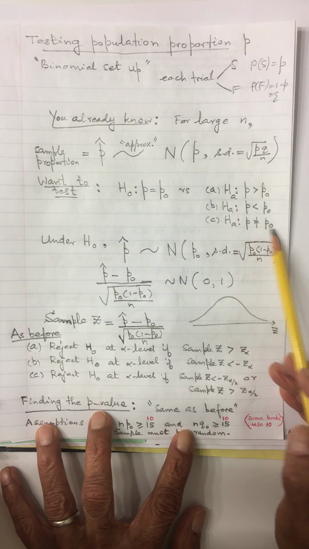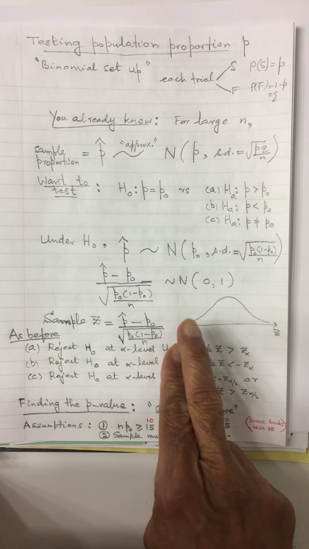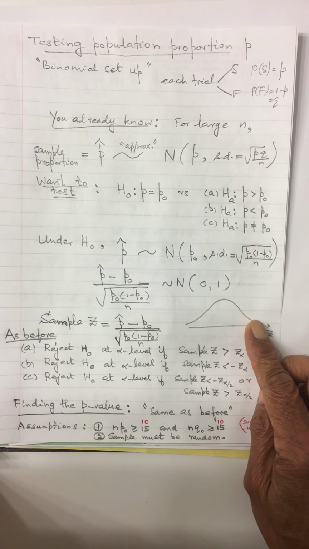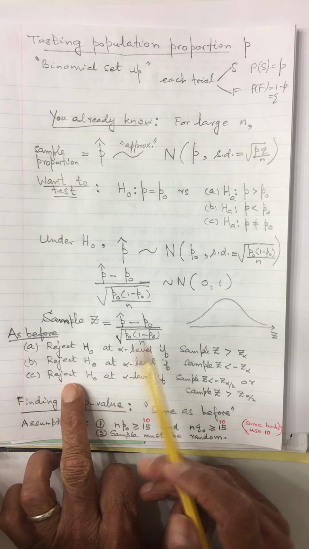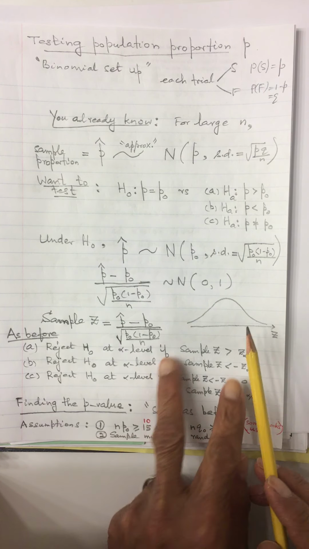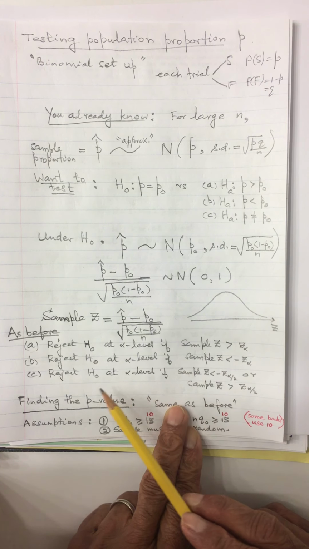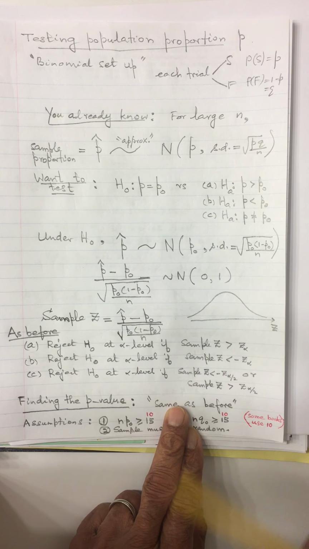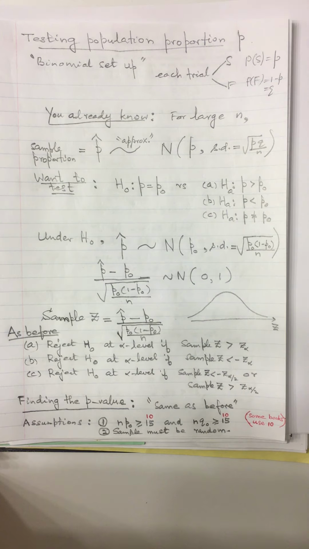For the two-tail test, there are two rejection regions, one on this side and one on the other side. You have to split your alpha into two halves, alpha divided by 2 onto this side, alpha divided by 2 onto that side. If the sample Z is in either corner, you reject H naught. In other words, the test is significant at that level. Otherwise, if it is in between, the test is not significant.